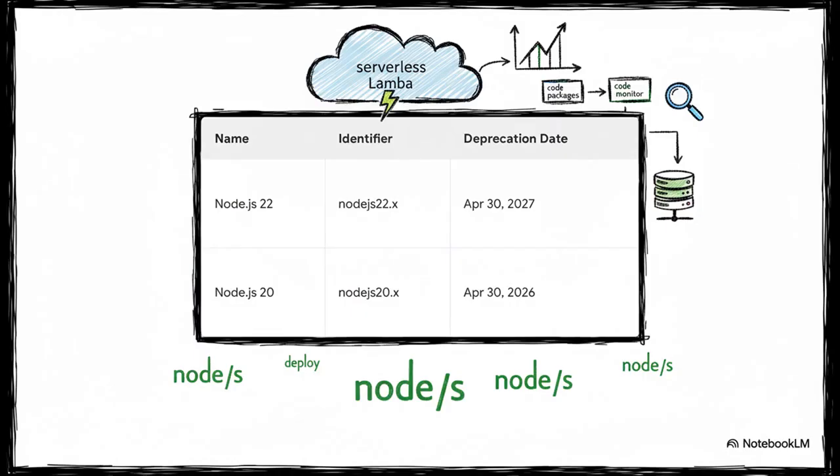Okay, so first things first, we have to talk about the runtime. Think of it as the engine that actually executes your code inside Lambda. Now, for Node.js, AWS supports specific versions, and as you can see, they each have a very clear lifecycle. My advice? Just stick with a long-term support version like Node.js 20 or 22. It's always the safest bet.